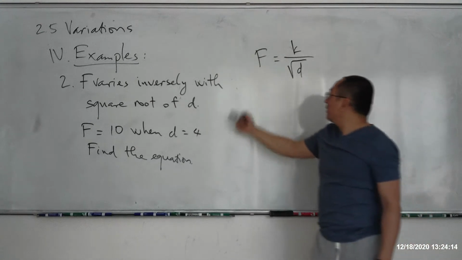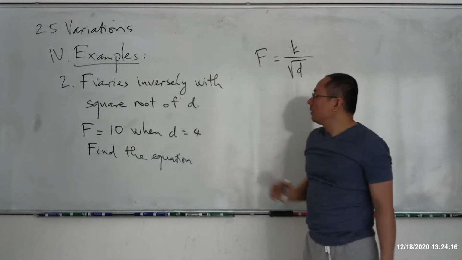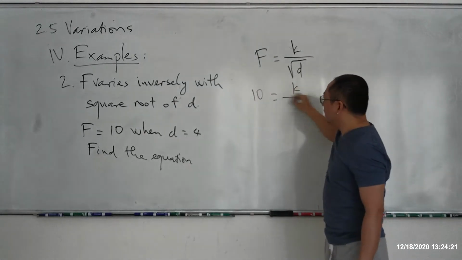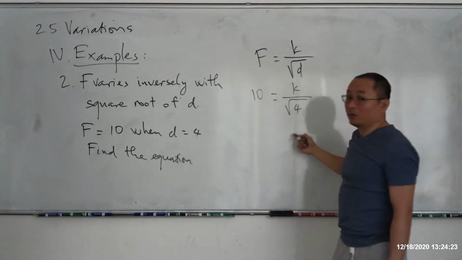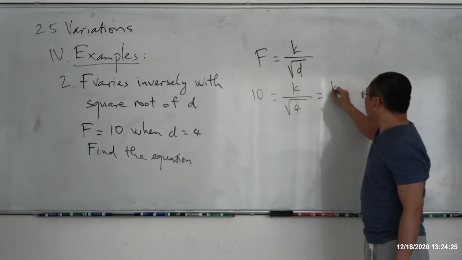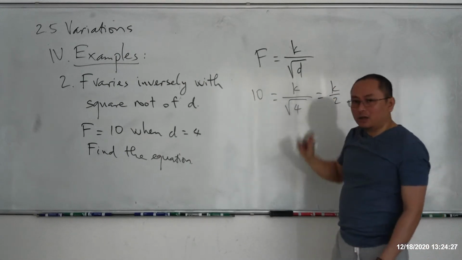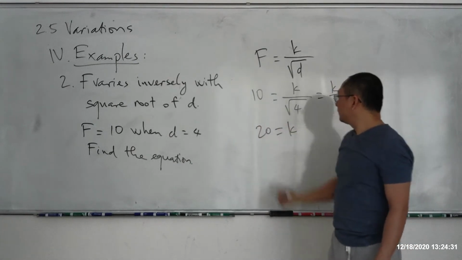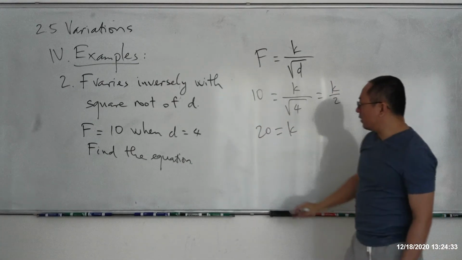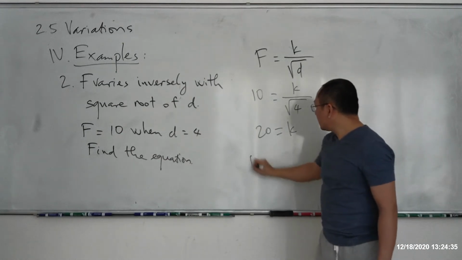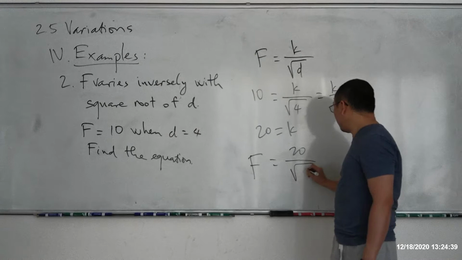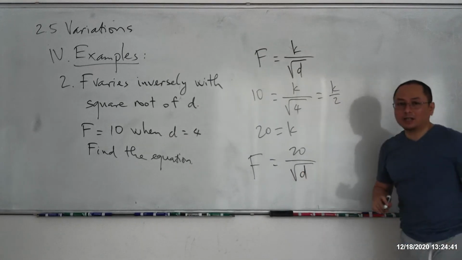Now you have the general equation already. Look at the numbers. See what you got. F equal to 10 equal to k over square root of 4. And we know square root of 4 is 2. So k over 2. Solve for k. Multiply both sides by 2, so k is equal to 20. Now you have the equation, so with k equal to 20, f is equal to 20 over square root of d. And that is your equation.